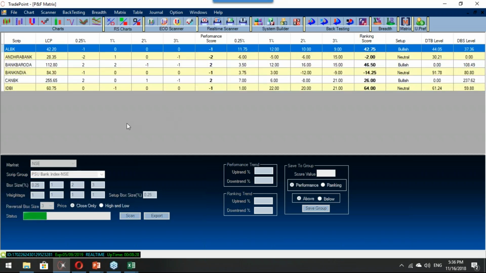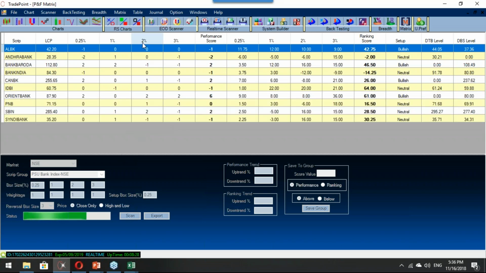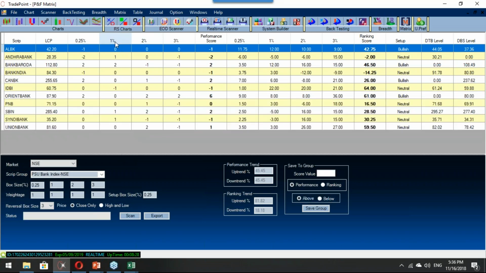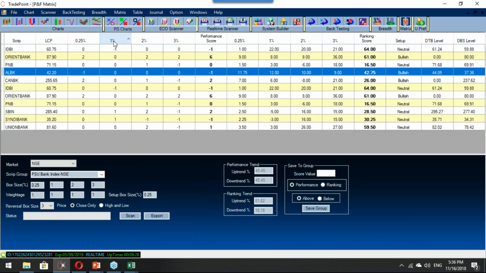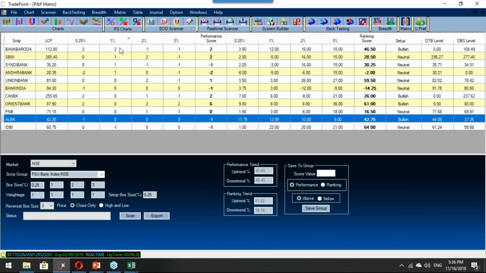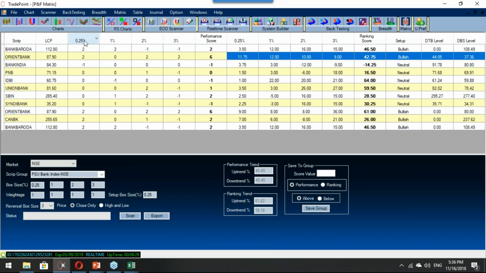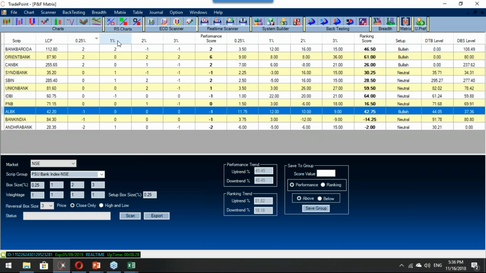You can generate the P&F matrix there, and then do this exercise about filtering out candidates wherein the score is 2 in the 2% box size, and where the score is not equal to 2 in 0.25% box size, or do the reverse wherein the score is 2 here and score is not equal to 2 in 1% box size. So you will get potential candidates which could be traded the next day.